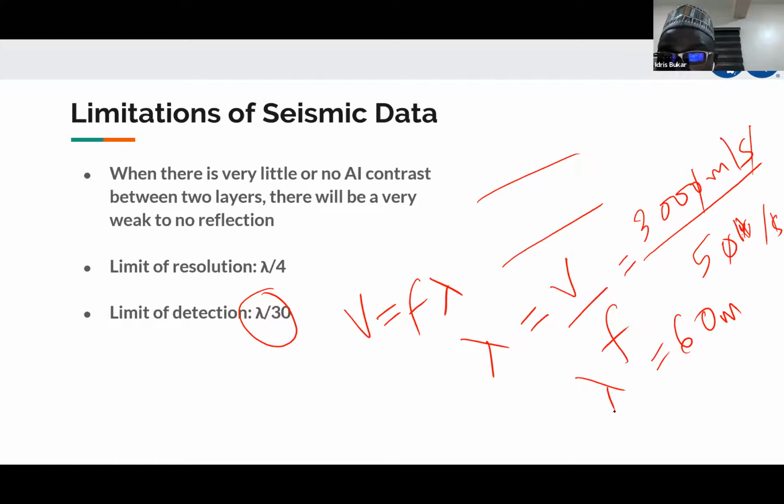In terms of resolution, if we have a sandstone layer that is anything less than 15 meters, then there would be tuning effects between the troughs here and the peaks here. The side lobes of these peaks would get to a point that they are amplifying the size of these troughs, and you can't really resolve what is what. Or in the case of detection, in this same case of 60 meters, if you have anything less than 2 meters, then the seismic won't see it at all, right?